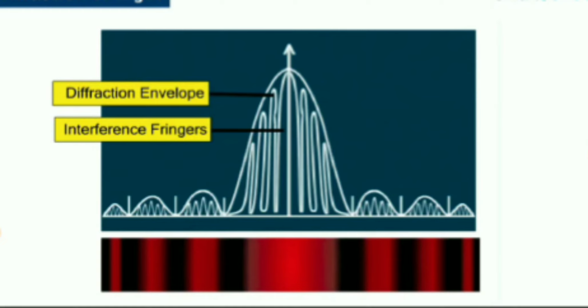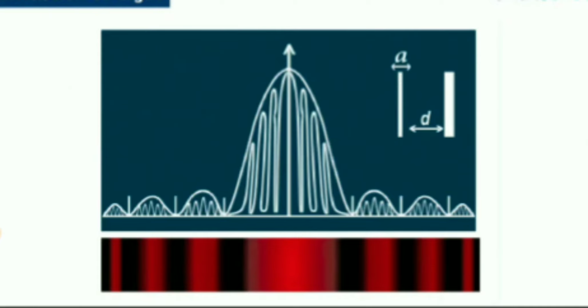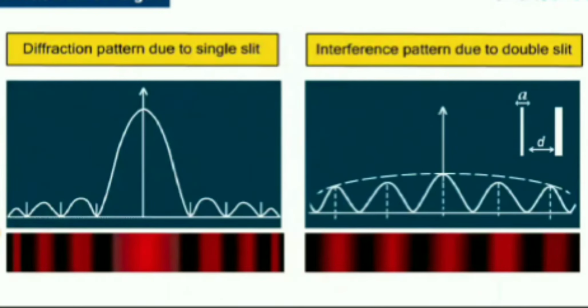The diffraction pattern acts as an envelope and controls the regularly spaced interference pattern. The number of interference fringes occurring in a broad diffraction peak depends on the ratio d by a, where d is the slit separation and a is the width of each slit. As the value of a decreases, the diffraction becomes flat and we observe a normal interference pattern.